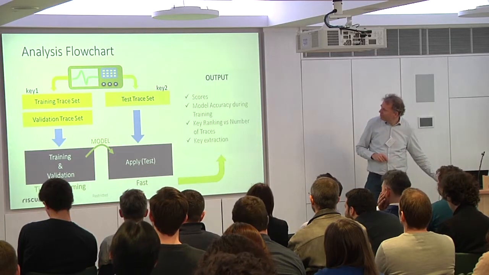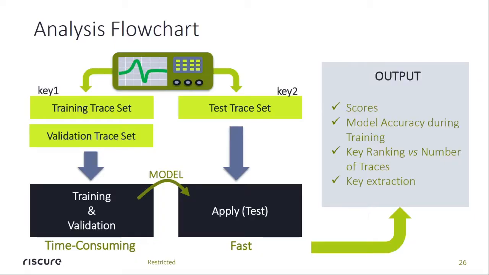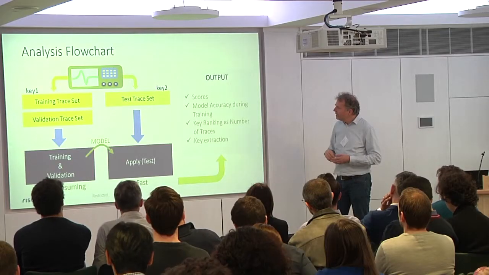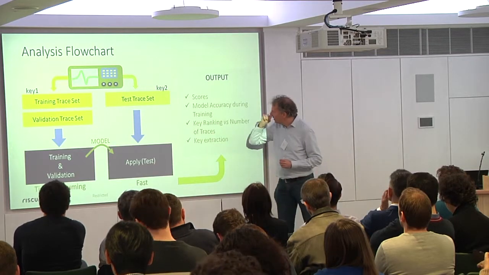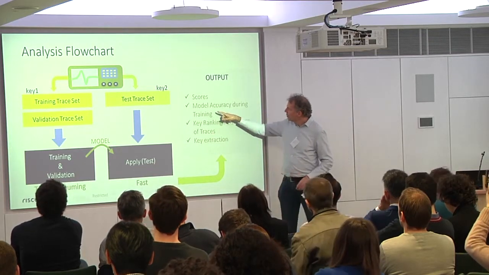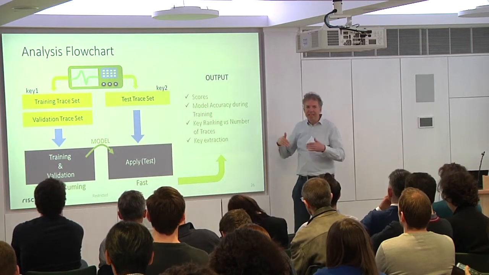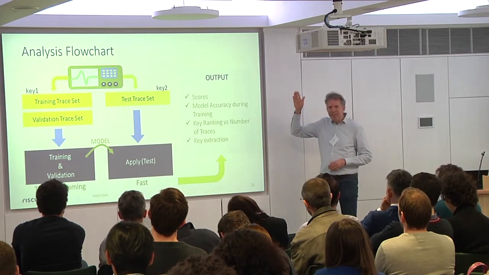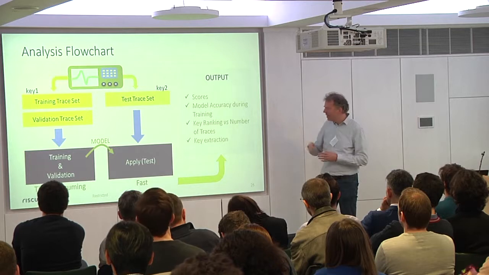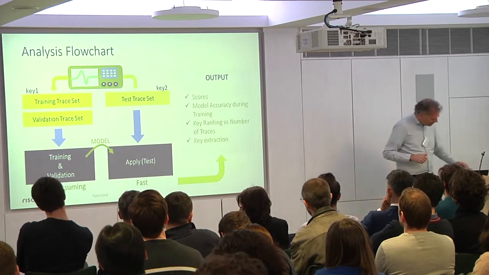So what do we get from this process? We're going to get scores that tell us how the keys that we're looking for are rated in the data that we're analyzing. During the training, we see the accuracy of the model going up. You see the key ranking, so how the entropy of the key goes down after analyzing traces, and finally we extract the key. Now here I would like to do a small demo.